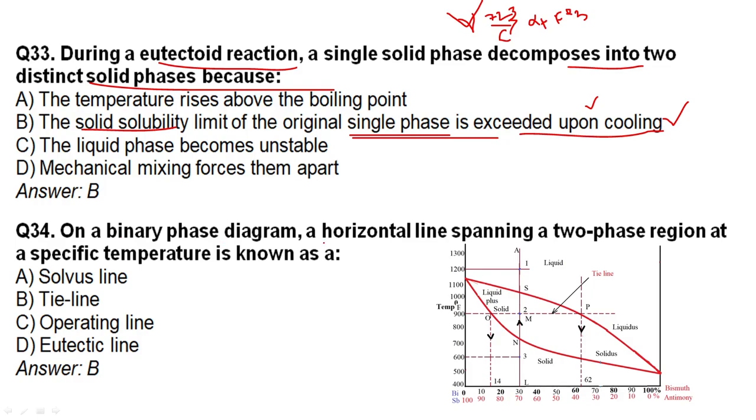On a binary phase diagram, a horizontal line spanning a two phase region at a specific temperature is known as a tie line. This line is called the tie line.